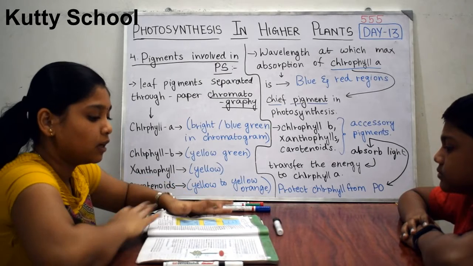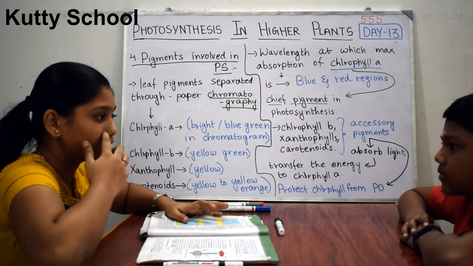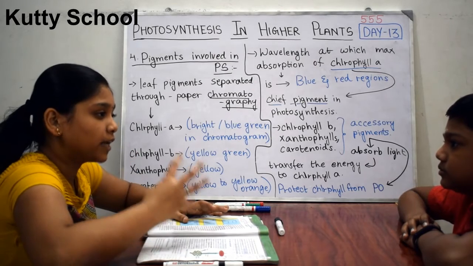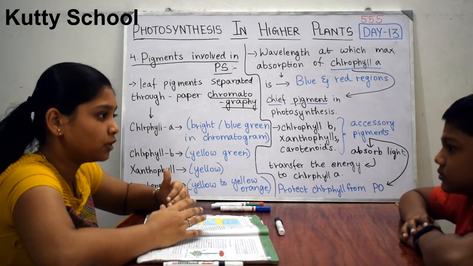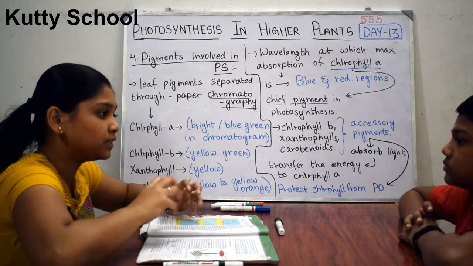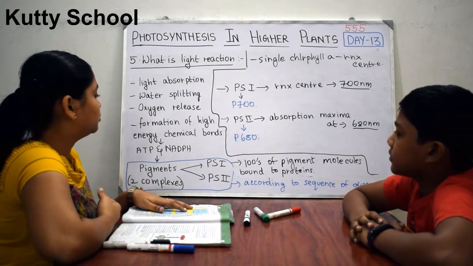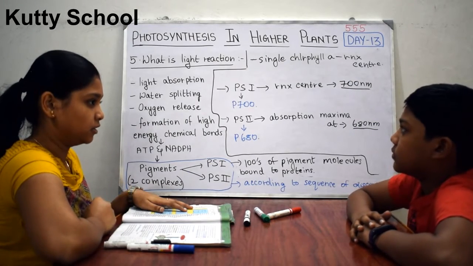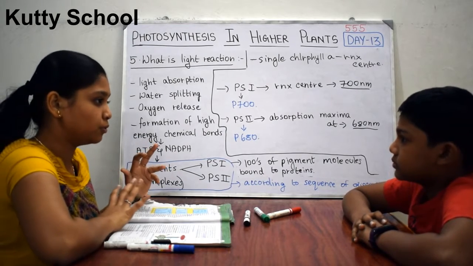Next we will see what the light reaction is. We saw in the last class that the light reaction traps the light energy and converts it into ATP and NADPH bonds. Now we are going to look generally at what the light reaction is. We are not going into detail in this topic, just what goes on in the light reaction.